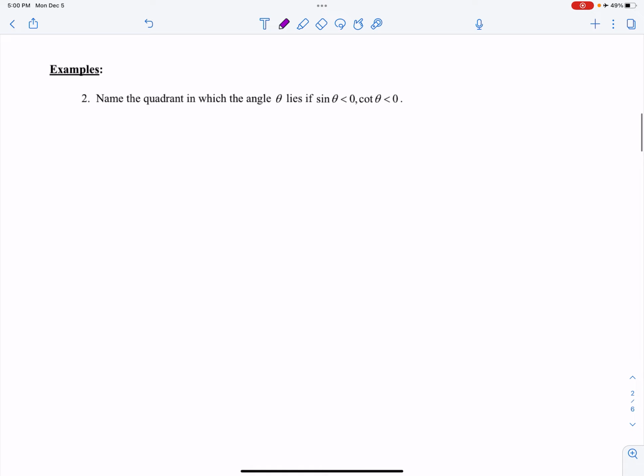Okay. Next up, we are going to name the quadrant in which our angle theta lies, and we have 2 clues. Sine of theta is less than 0, and cotangent theta is less than 0. Okay, well, let's think about this. What do we know about the values of these things? If we split our quadrants up, and we're talking about the sine of theta being less than 0, well, that happens down here and down here. That's where our sine is less than 0.